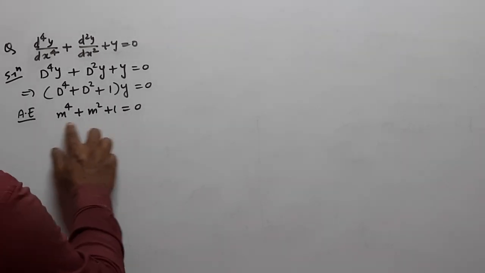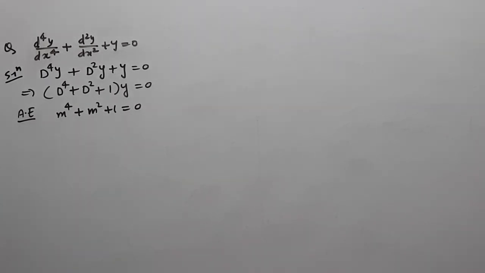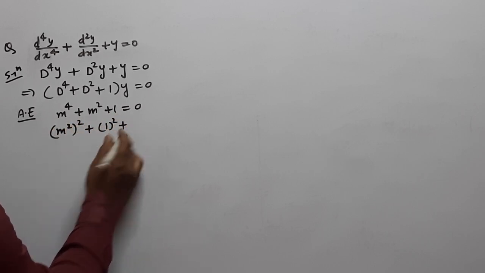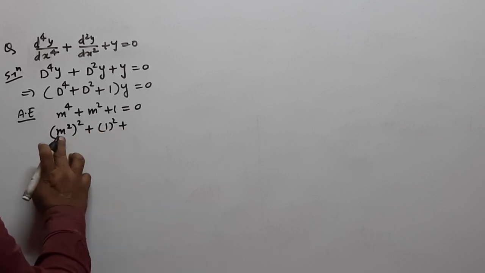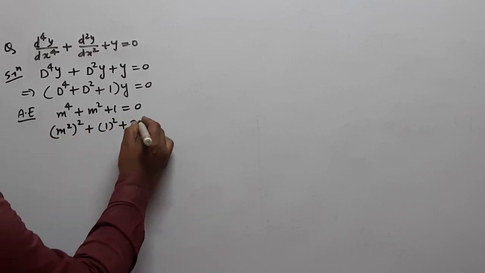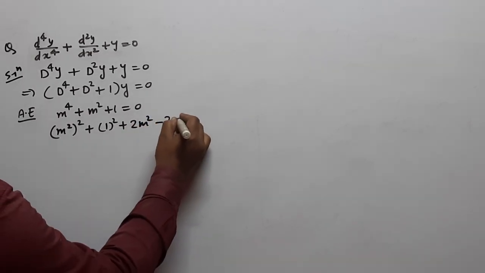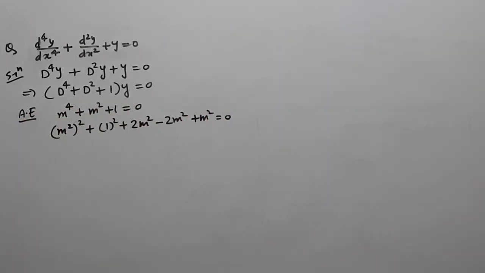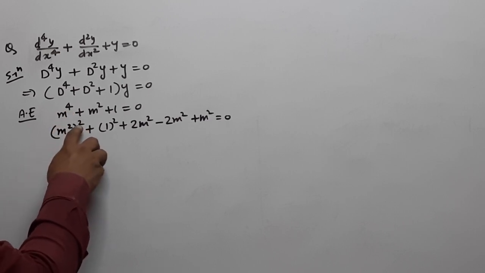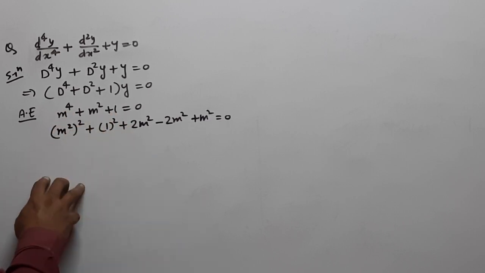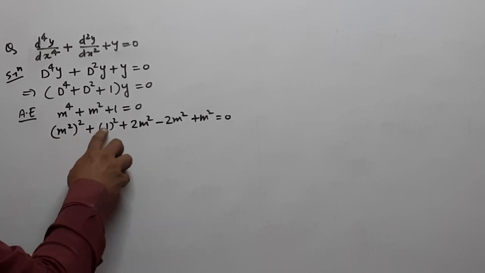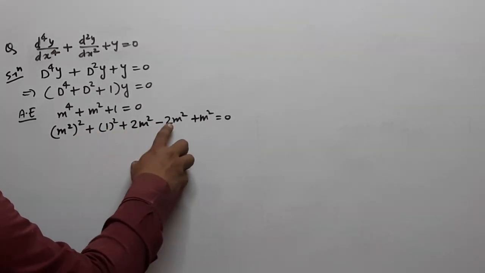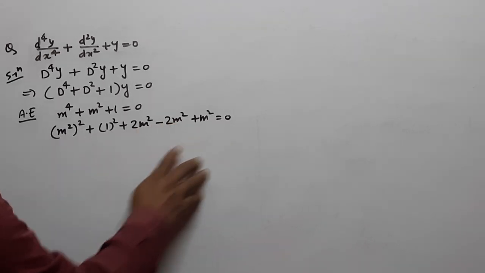For finding the roots of this auxiliary equation, first we make a perfect square here. So m⁴ can be written as (m²)², and 1 can be written as 1², and we add 2 times m² multiplied by 1, we get 2m², and subtract 2m² also. So for making a perfect square, we write m⁴ as (m²)², and this one is also a square. Adding 2m² and subtracting 2m², we make this a perfect square.